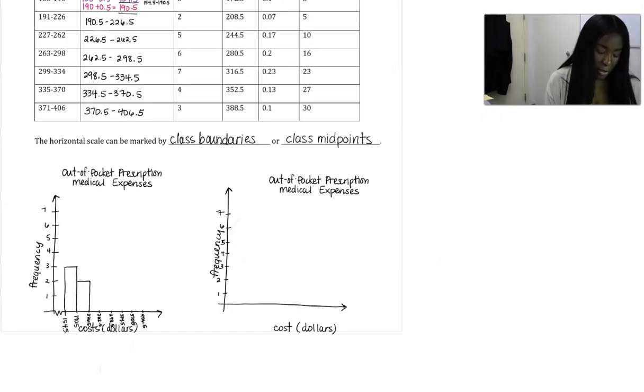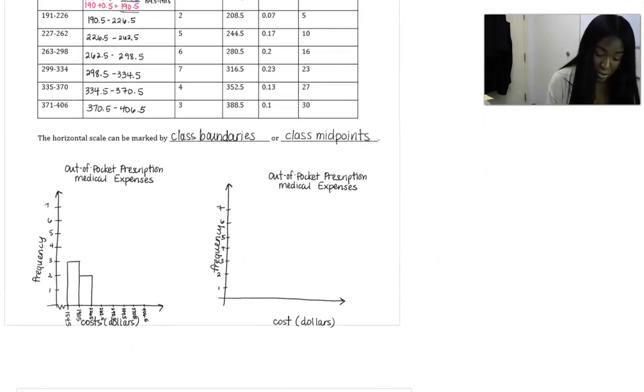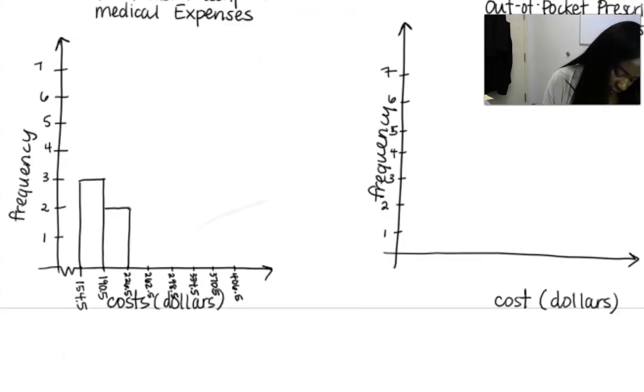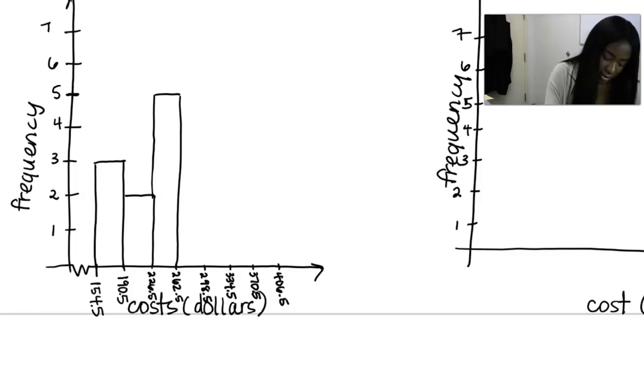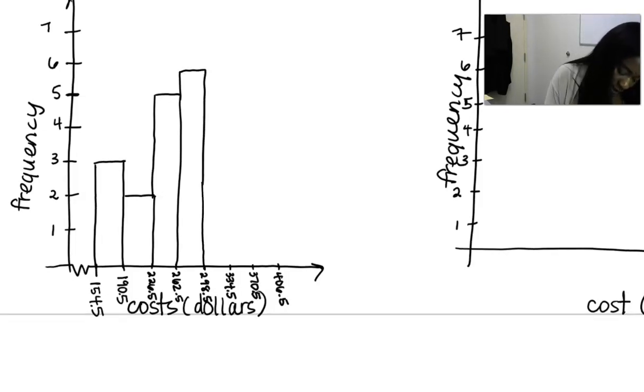a height of 2. The third class from 226 to 262 had a frequency of 5, so this bar needs to go up to have a height of 5. That looks very crooked. Our next frequency is 6. So next we'll go up to 6. Next frequency is 7.